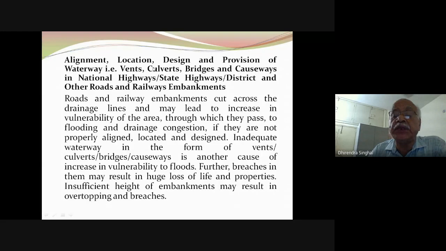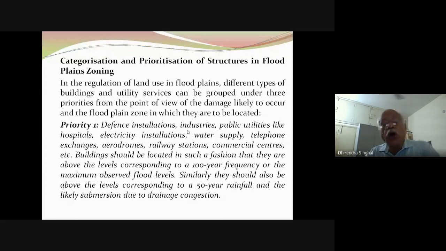Alignment, location, design and provision of waterway, vents, culverts, roads and railway embankments cut across the drainage lines and may lead to increase in vulnerability of the area through which they pass to flooding and drainage congestion. For example, you might have seen these days many expressways have been built. Many expressways being built are raised high so that there is no submergence or inundation. But you can understand that if we are building such a high expressway and its alignment is not proper, then its construction can bring floods all around. That means we need much care for aligning an expressway. In the same way, railway tracks we have to protect so that they do not flood. Alignment should be like that. So all these are structural measures.